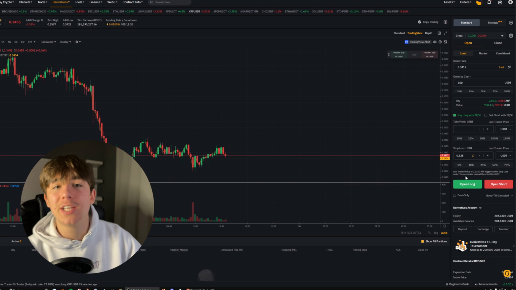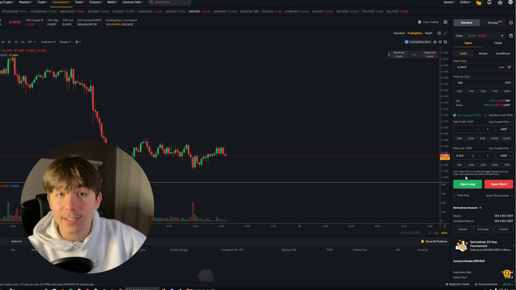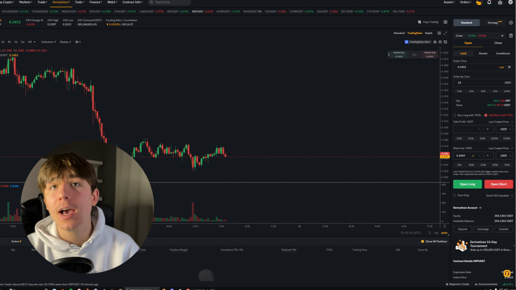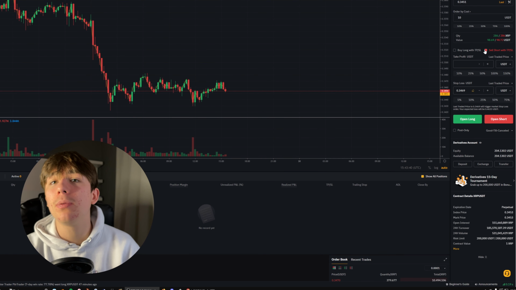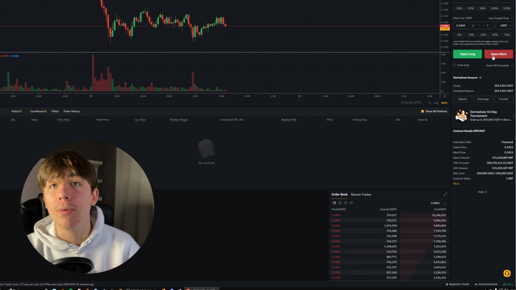Right now, I'm just gonna do a test trade to show you guys how it works once we are finally in a trade. So right now I'm on XRP. I'm entering at 0.3451 with $10. And of course I use a stop loss, which is 0.3469. I think price will go down, so I click open short.